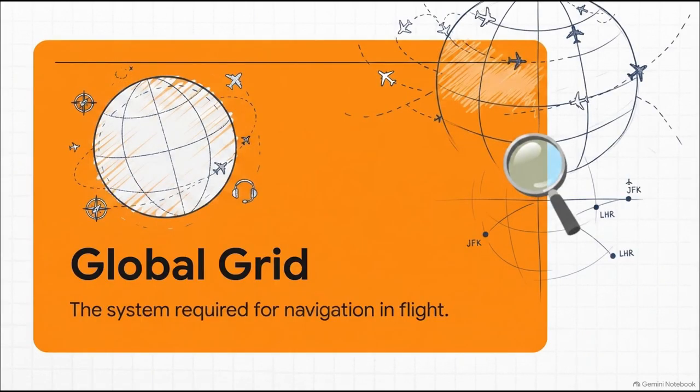Let's define exactly what that means. A global grid is the invisible navigational framework required for flight. It's essentially this kind of phantom infrastructure. Completely unseen by the human eye, it wraps all the way around the Earth and effectively replaces our street signs. It's exactly what keeps millions of passengers safely on track every single day.